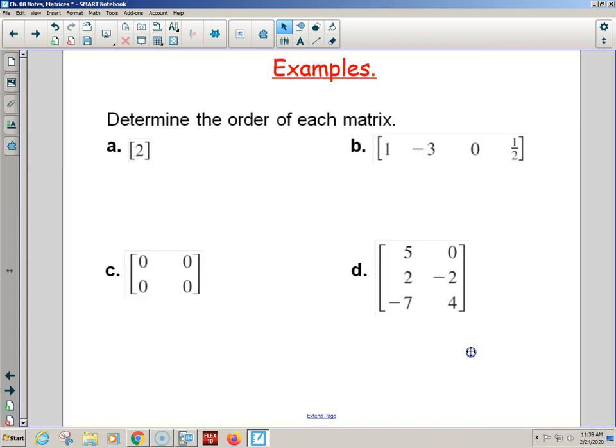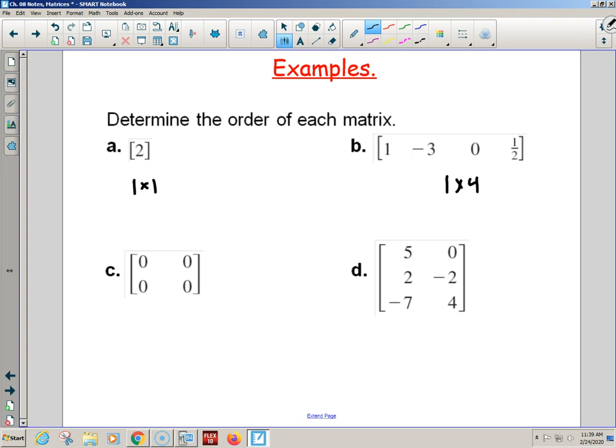So what's the order of the first one? 1 by 1. That's it: 1 row, 1 column. Next, 1 by 3. 1 by 4. Just because that's a 0 doesn't mean there isn't still a place for it. Does that make sense? Yeah.